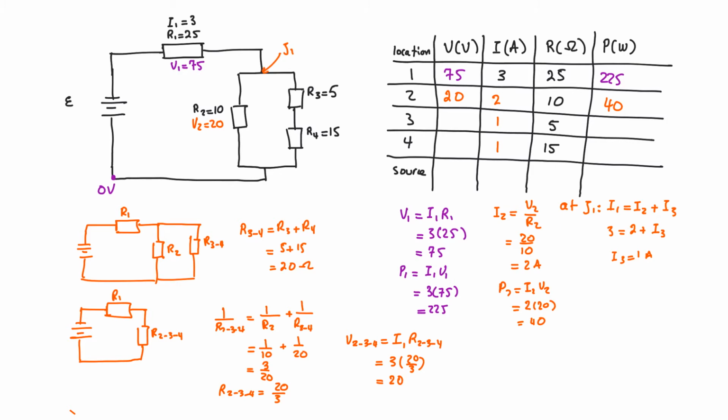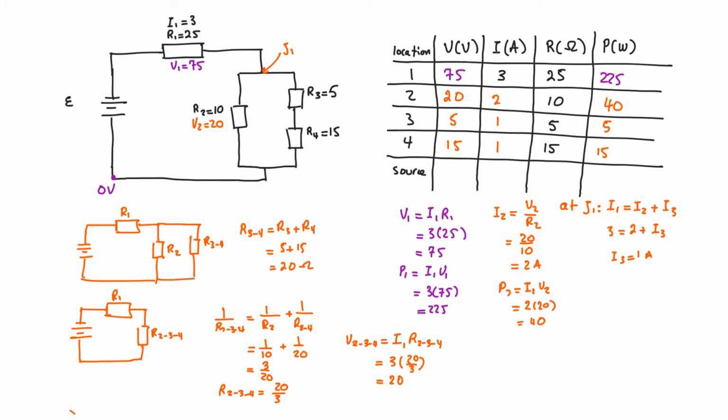Once I have the current here, I'm now going to do the calculations for voltage 3 and voltage 4 here. I know that the voltage is going to equal the current multiplied by the resistance for both cases. So 1 times 5 is going to give me 5 here, and 15 times 1 is going to give me 15. If I add these two up, I will get a potential difference of 20 from here to here, which is the same potential difference as resistance 2, which should be the case, which is fantastic. You can also find the power for these two. The power is going to be the voltage multiplied by the current. If I do the multiplication, 5 times 1 gives me 5, and 15 times 1 gives me 15.